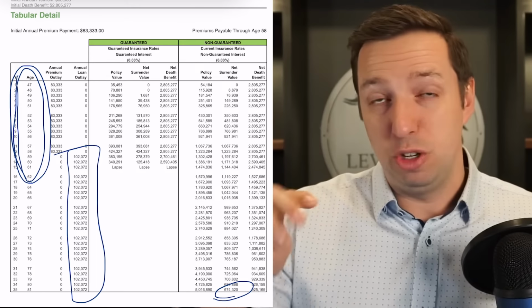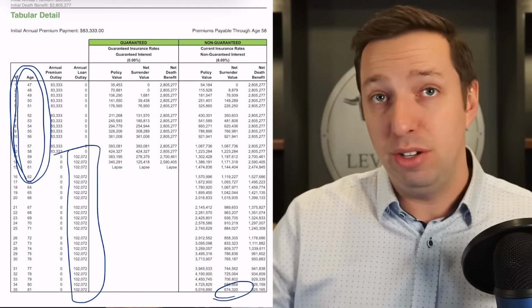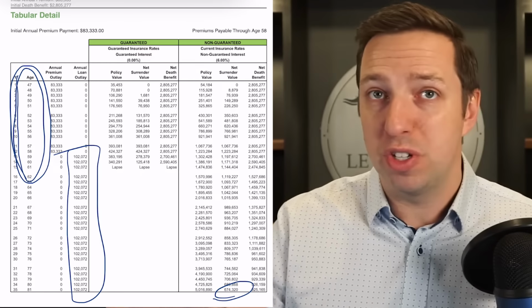And so the death benefit need dwindles as you get to and into retirement. And because of that, that's the perfect scenario for term insurance.